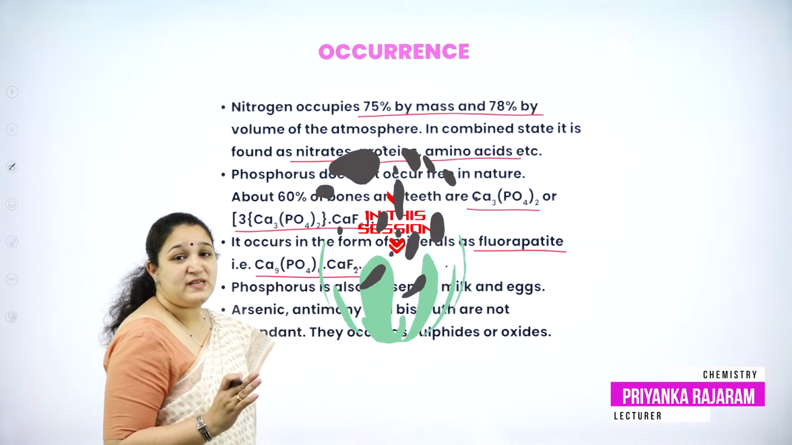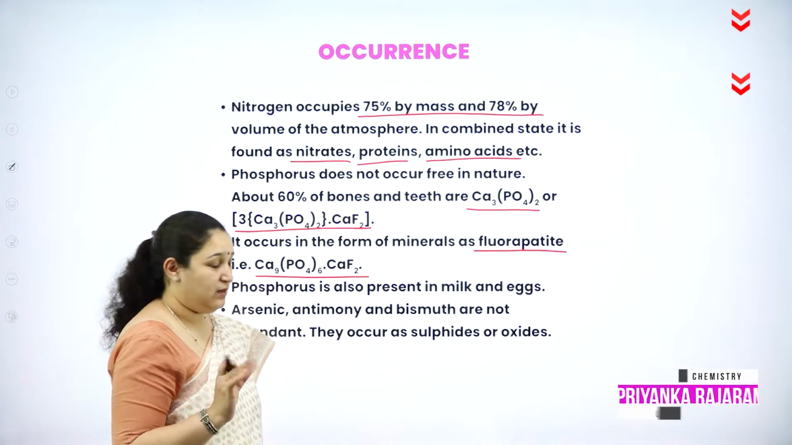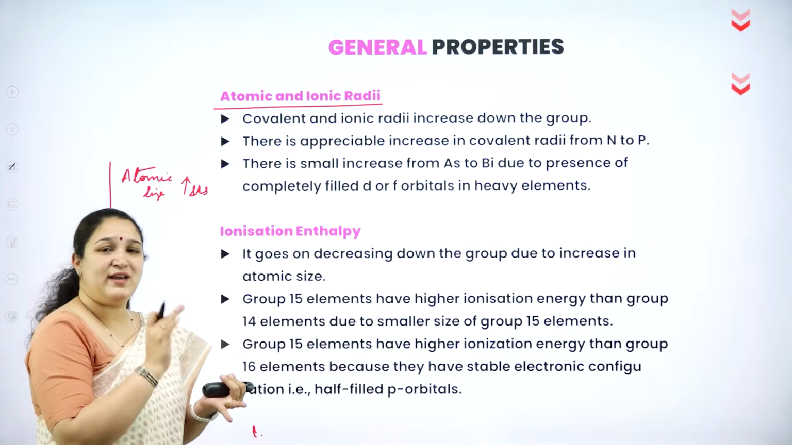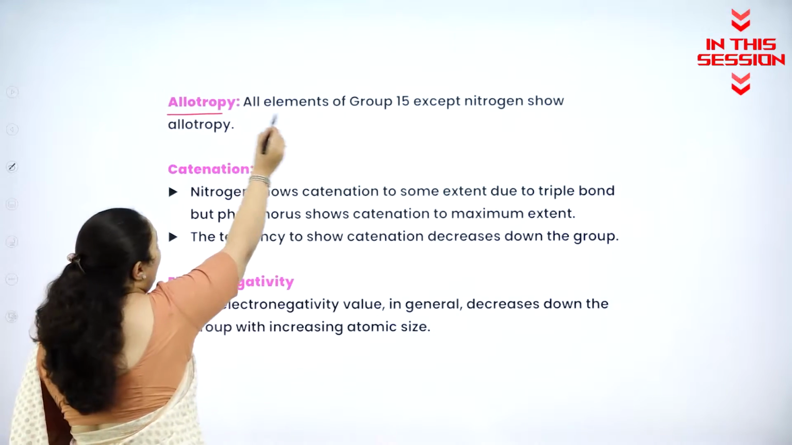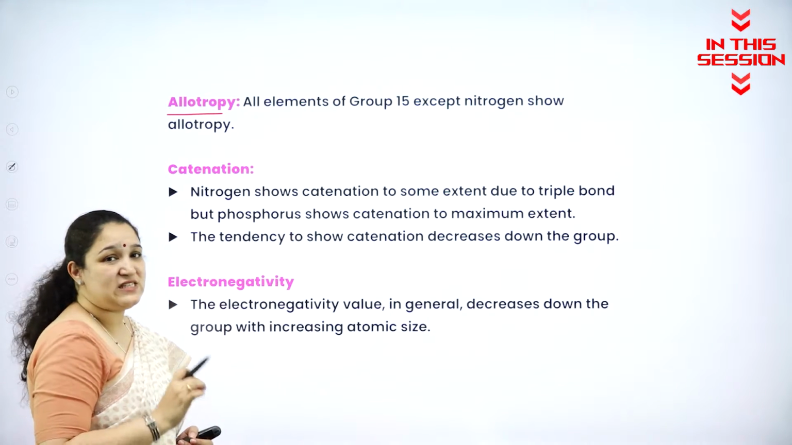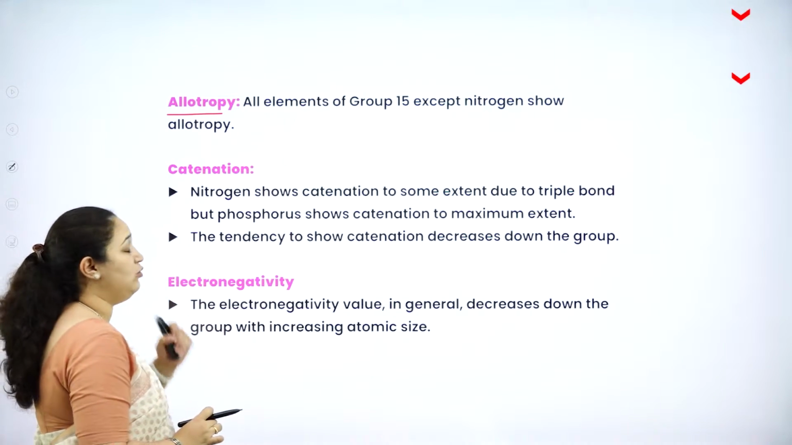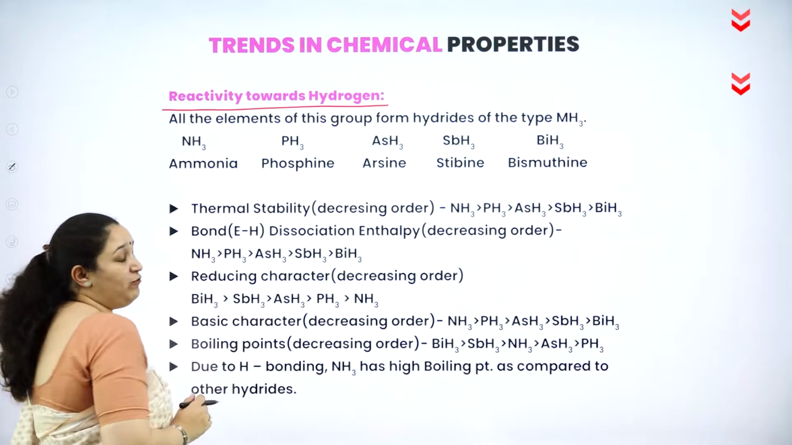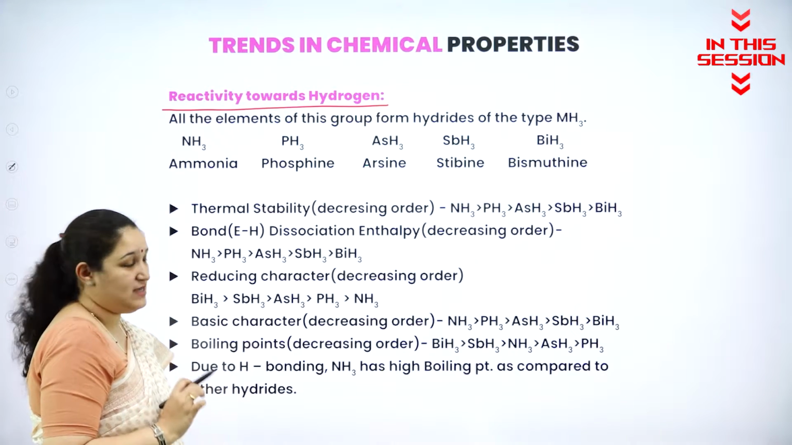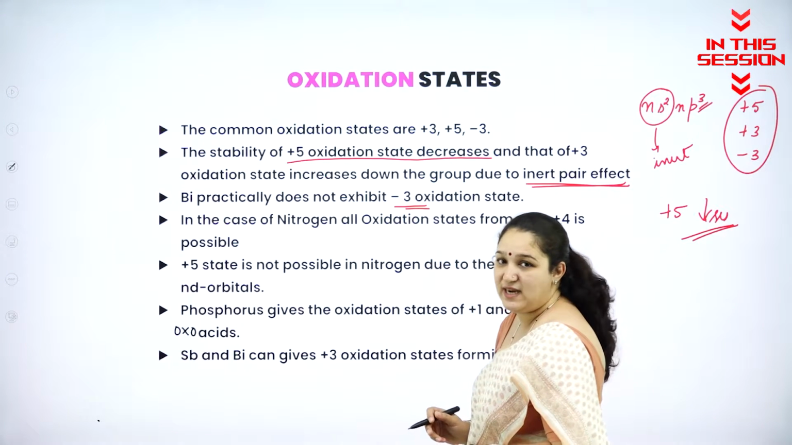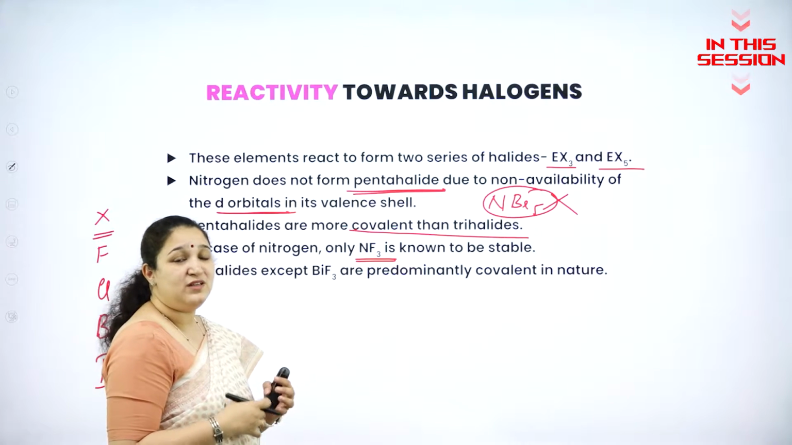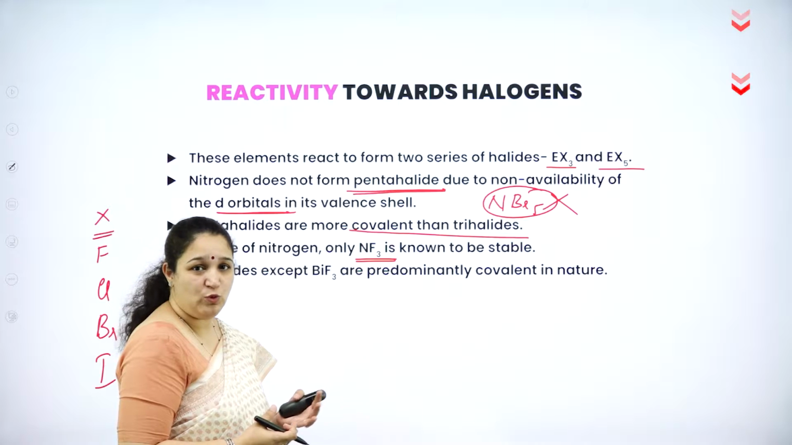Phosphorus is also present in egg and milk. Okay, covalent radii, or it can be an ionic compound. Ionic radii also will increase. All elements of group 15 except nitrogen show allotropy. Nitrogen will form NH3, that is called ammonia. Practically it does not exhibit -3 oxidation state at all. Nitrogen can form a trihalide with only fluorine.